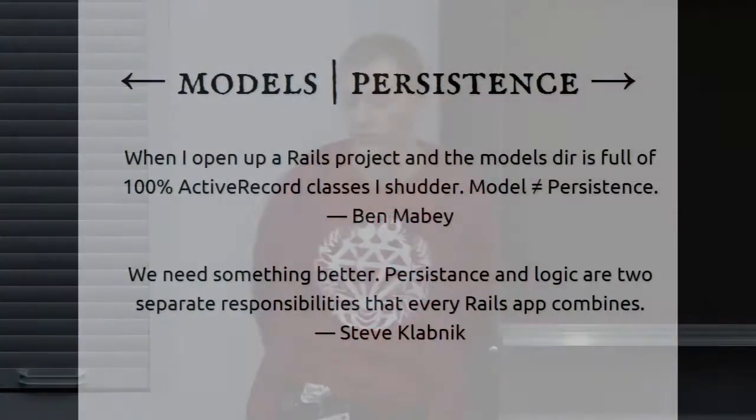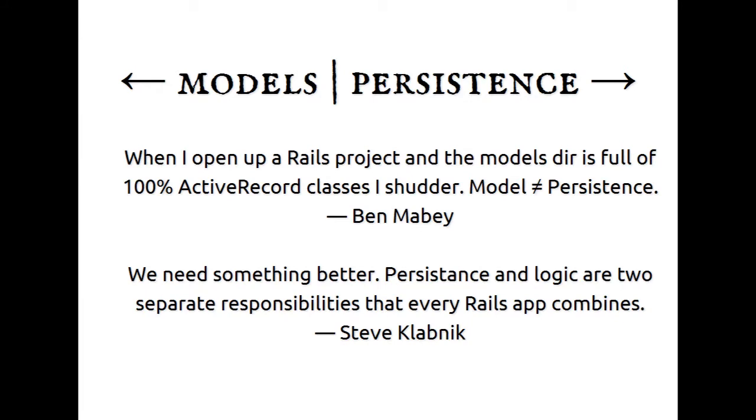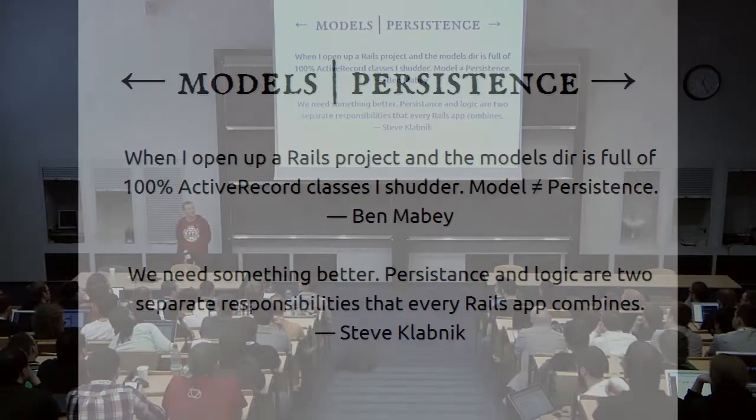So what does splitting models and persistence give us? That's one more quote that was actually a motto for this presentation. When I open up Rails projects and the models there are full of 100% ActiveRecord classes, I shudder. Model does not equal persistence. And the other one is, we need something better. Persistence and logic are two separate responsibilities that every Rails app combines. So we really shouldn't take it for granted.